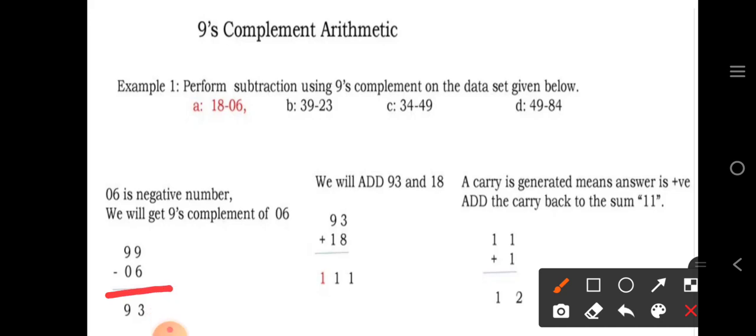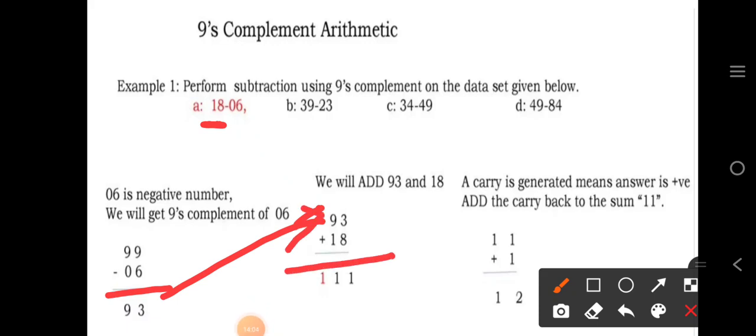Now 93 means what? It is a negative number, it is the negative of 06. Now you have to add the 93 plus the first number from which you have to subtract the 06. So 93 you can write here plus 18, it will give you 111.